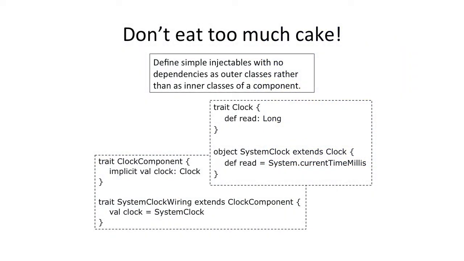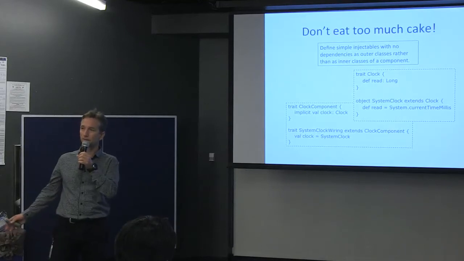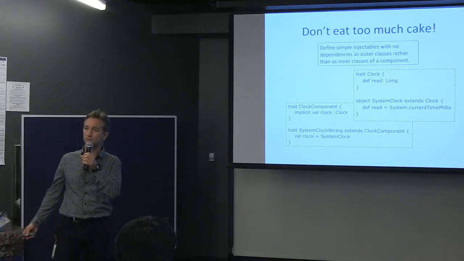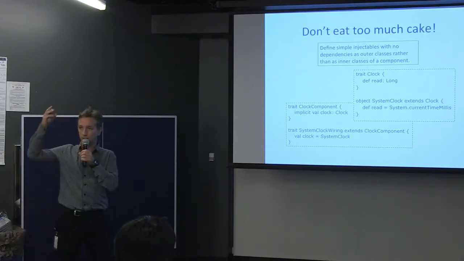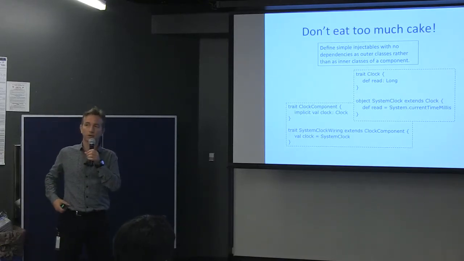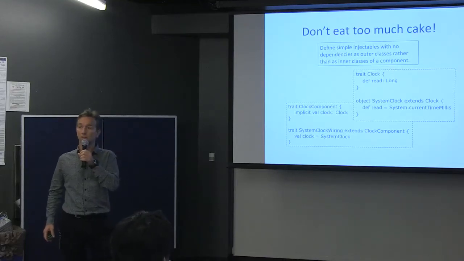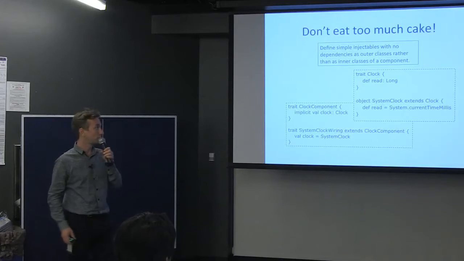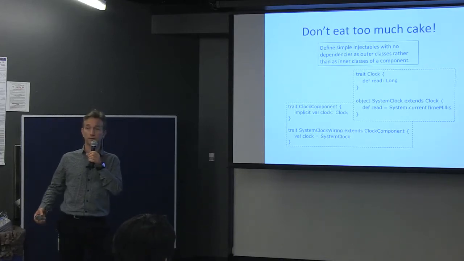So don't eat too much cake. Now another problem with the cake pattern is that you can really get carried away, and you can end up with components for everything and things that shouldn't be in components. So one way to break out of that kind of never-ending tree is to not necessarily define traits inside traits.